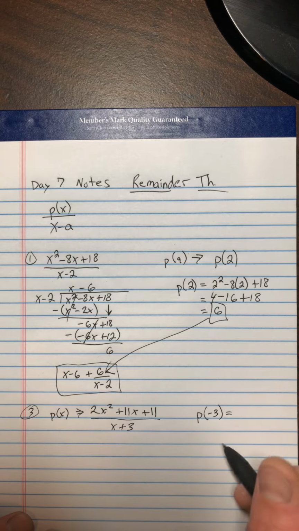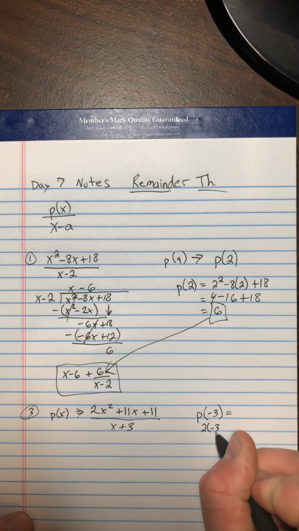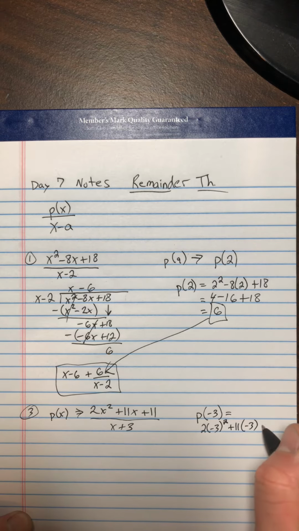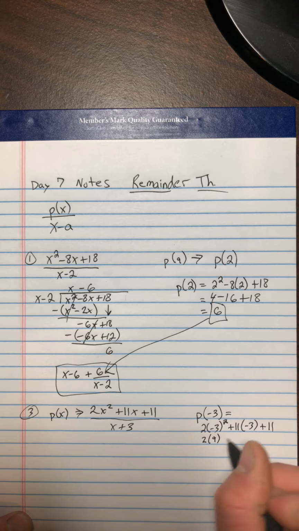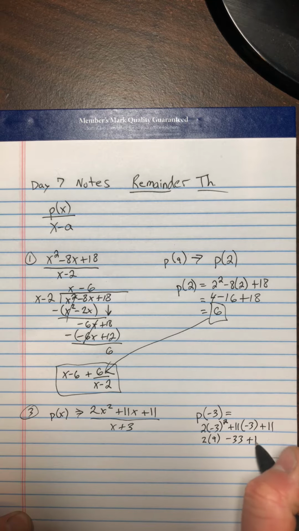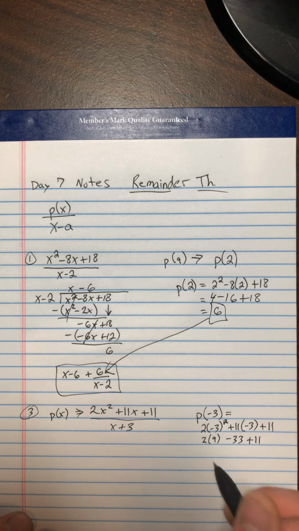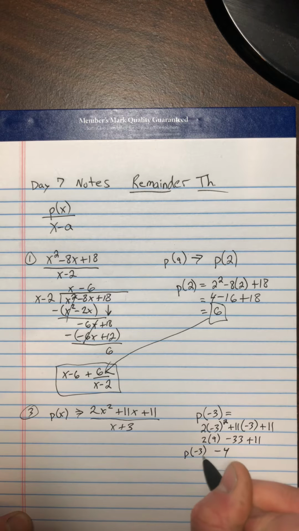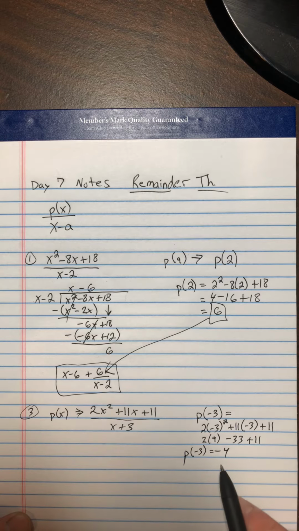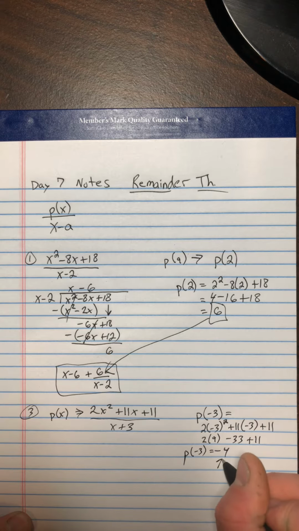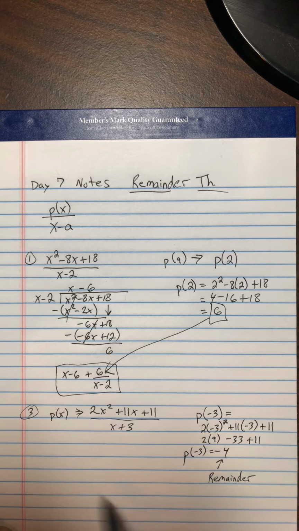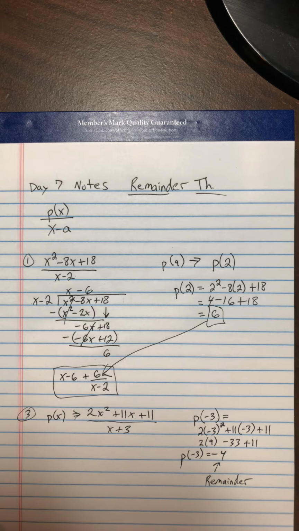P of negative 3, squeeze it in. 2 times negative 3 squared plus 11 times negative 3 plus 11. This is 2 times 9 minus 33 plus 11. That should give you negative 4, I believe. So p of negative 3 is negative 4. That essentially should be your remainder when you do all this long division over here. You can do it, check it out, it works.